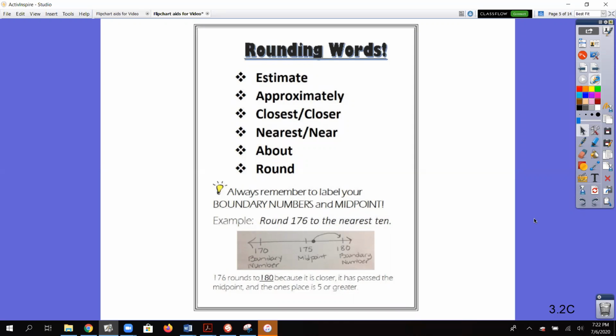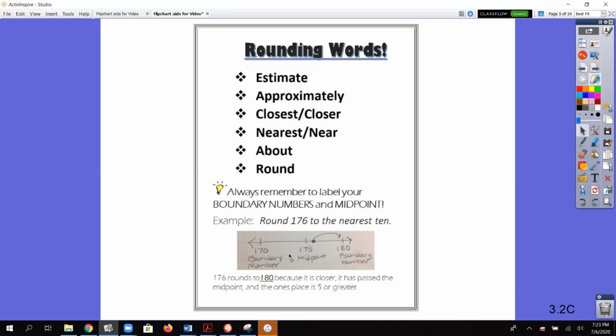So these are just some rounding words that I wanted to show you. Here's estimate, approximately, closest or closer, nearest, near, about, and round. When you are looking at a word problem or any problem and it has these words, that is a huge clue that you will have to round those words. Always remember to label your boundary numbers and midpoint.